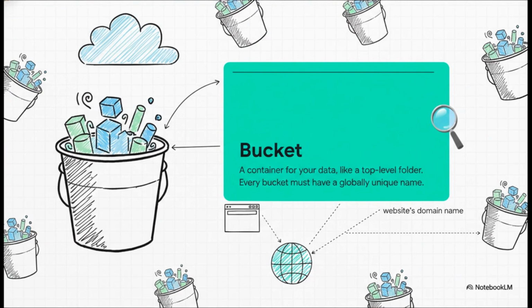Everything, and I mean everything, in S3 starts with something called a bucket. The easiest way to think of it is just as a master folder for a project or a data set. But here's the crucial part. Its name has to be unique across the entire world.